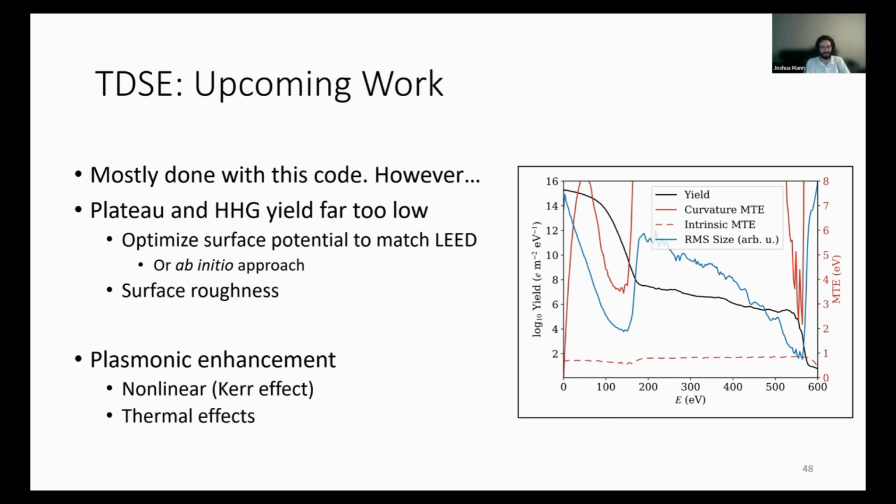And lastly, this is sort of an aside to the TDSE, but will also help inform the TDSE code, and that's looking at plasmonic enhancement. We know we're at very high field. We're probably going to have to include the nonlinear Kerr effect. We're going to have to include the fact that the electron distribution heats up to something like 30,000 Kelvin, and that will affect the dielectric constant, for instance. So that also has to come into play. So it's going to end up being a somewhat messy system there, but that's probably what's going to be the rest of my thesis.